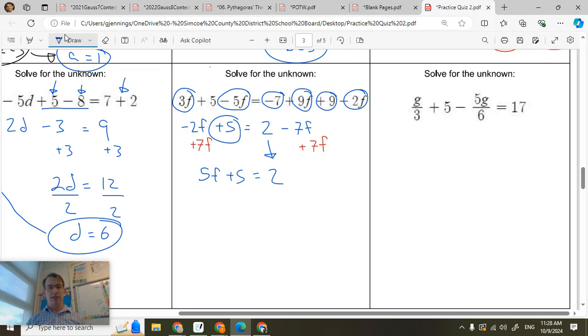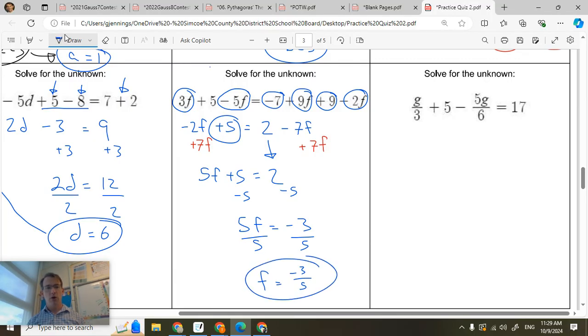All right, and then I subtract 5 from both sides. So I get 5f equals -3, and then I divide both sides by 5. And this is the answer. f is equal to -3 on 5. Cool. I actually got a mildly bit spicy there where we ended up with a fraction answer.